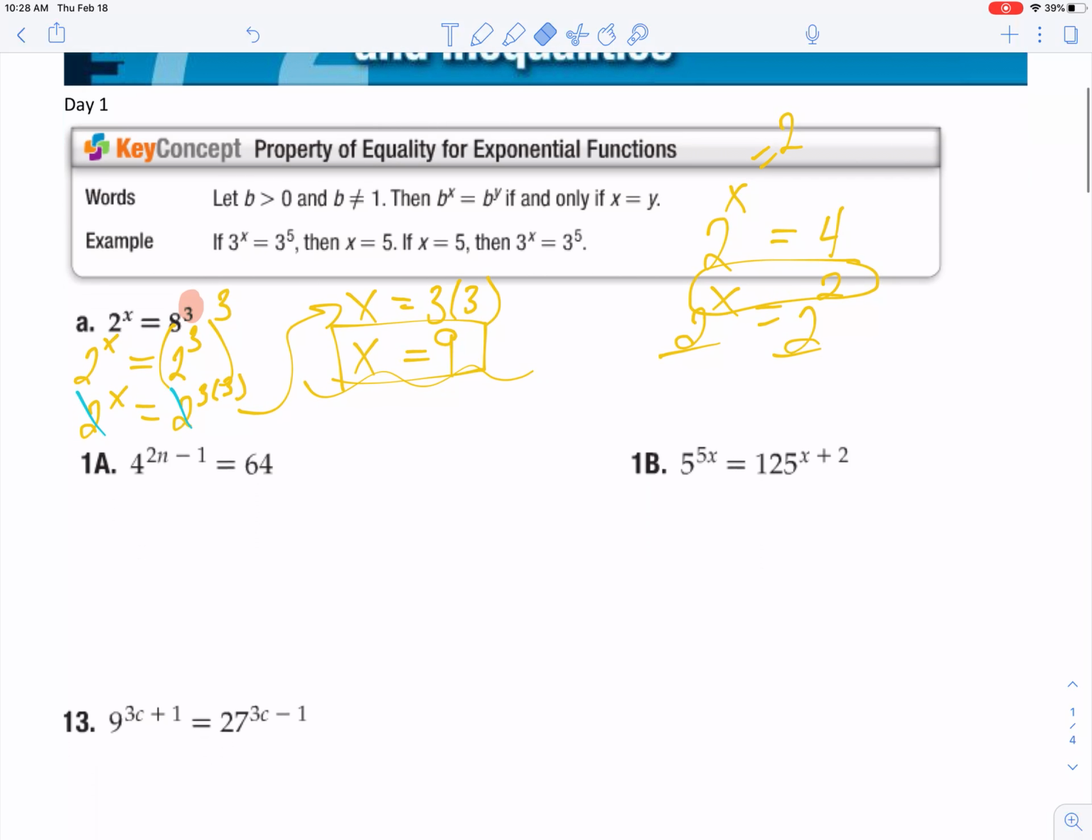Now, of course, we're going to make things a little more interesting, like with 1a, how it has that 2n minus 1. So first things first, I'm going to probably change that 64 base. I know that 4 cubed gives me that 64. So now my bases are the same. And do you notice how I bring down the entire 2n minus 1? Now you just have a 2-step equation. N equals 2.